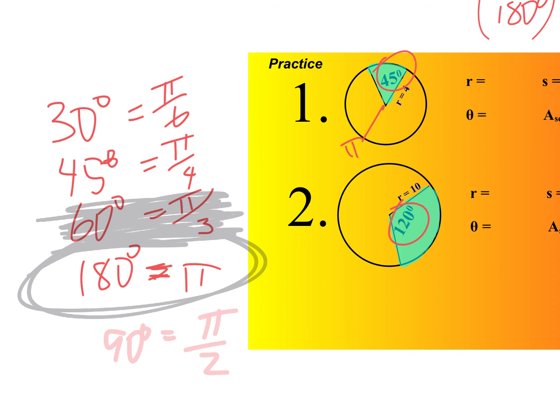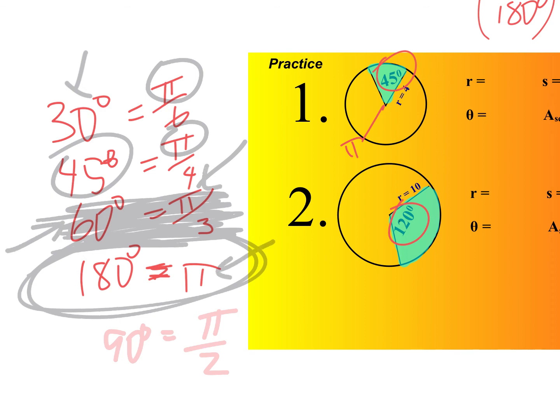And last thought, if each of these is 180, 180 divided by 6, 30. 180 divided by 4, 45. 180 divided by 3, 60. 180 is 180. See what I mean? If you just think of the pi as 180, it helps a lot.